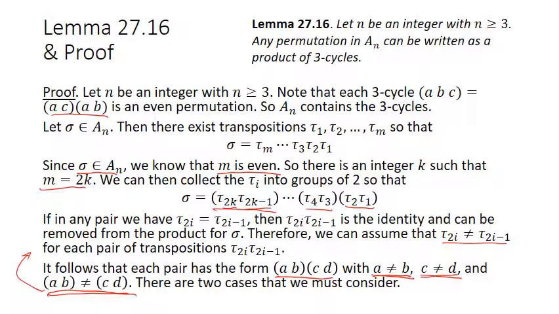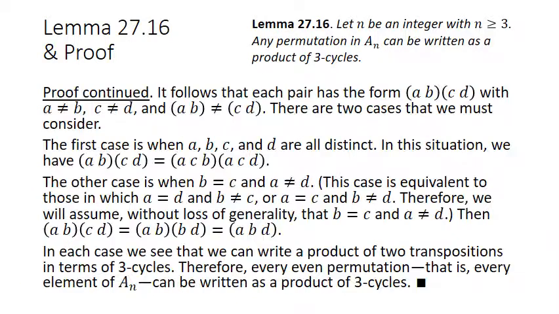Okay, so there are 2 cases that we must consider. So this is what we just had on the last slide. The first case is when A, B, C, and D are all distinct. So in this situation, we can rewrite (A B)(C D) as 3 cycles like that. You can just check on your own whether those actually work out to be the same thing, but they do.